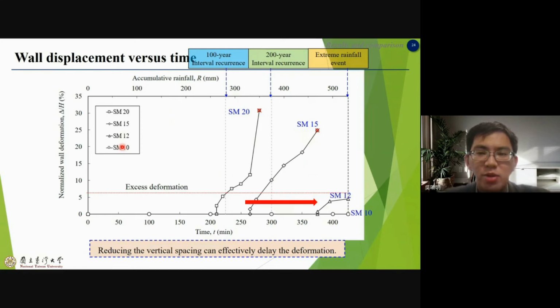This is a comparison of wall deformation. As shown in the figure, when spacing is smaller, the GRS wall can withstand more extreme rainfall events, in which SM10 does not even have any deformation. This represents that reducing the spacing of the reinforcement can delay the occurrence of deformation.